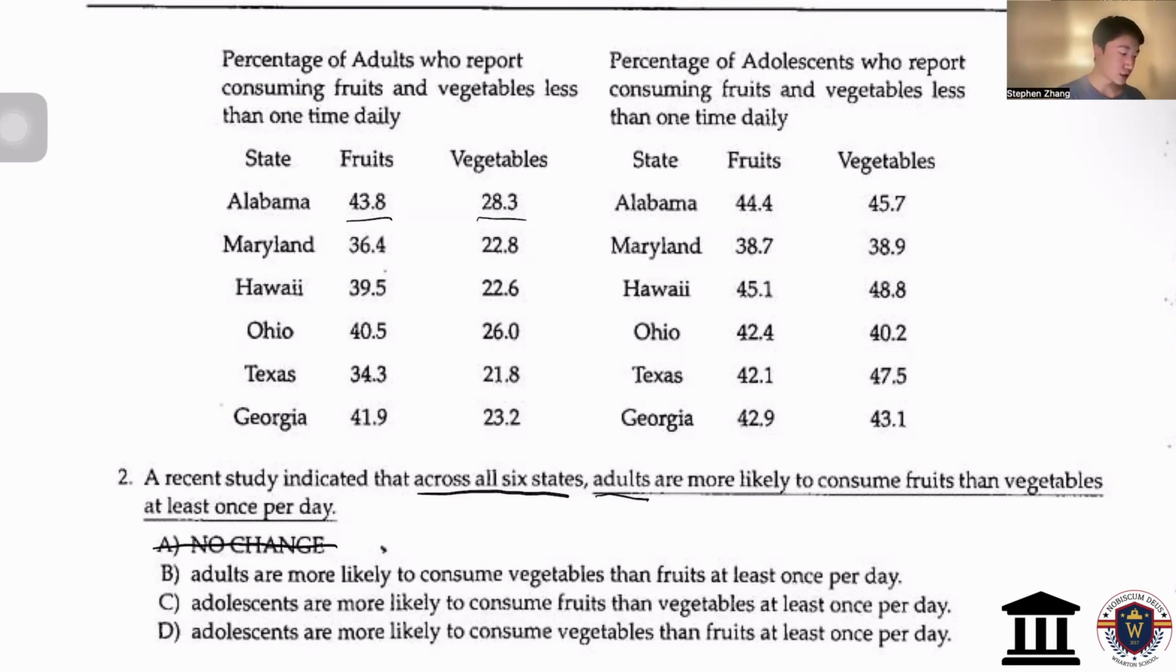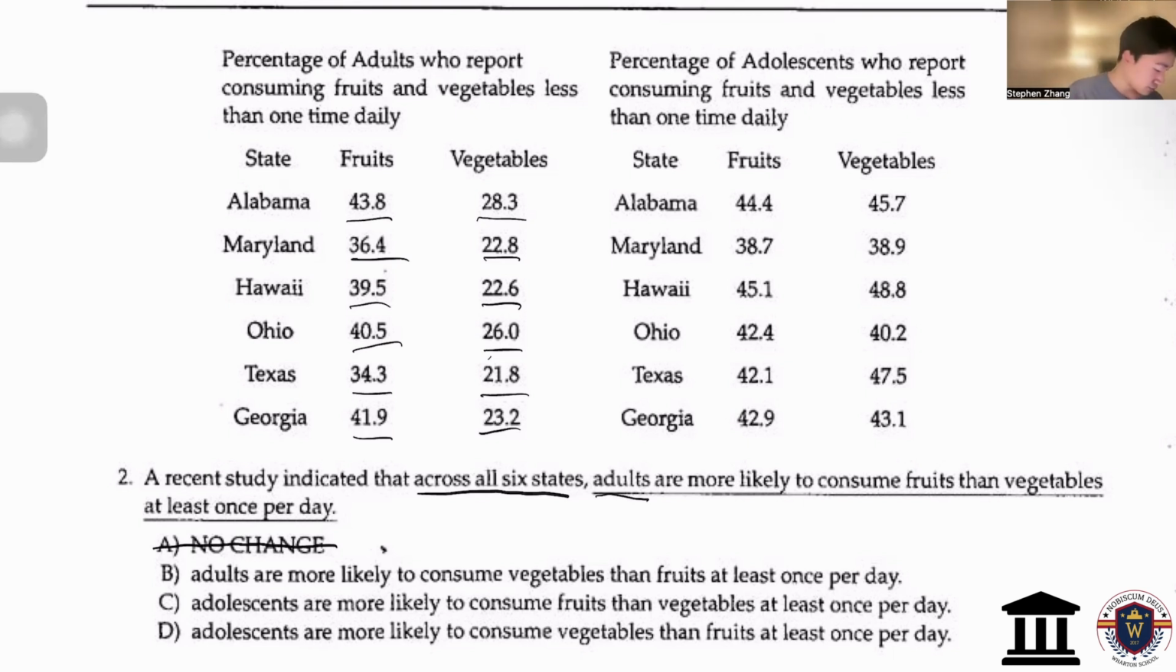And looking at answer choice B, we want all the values of vegetables to be lower than the values of fruits for this answer choice to be correct. Now, looking at all these values for each state, we can see that this choice is actually true. All the values in vegetables are lower than the corresponding fruits value. So we could say that answer choice B is correct, but let's make sure and look at the other answer choices.